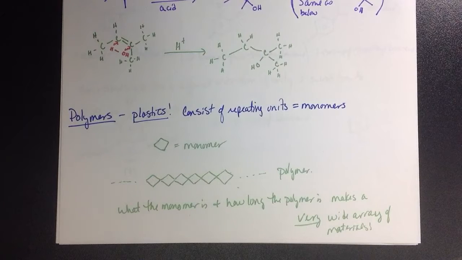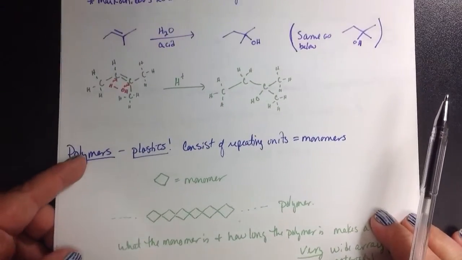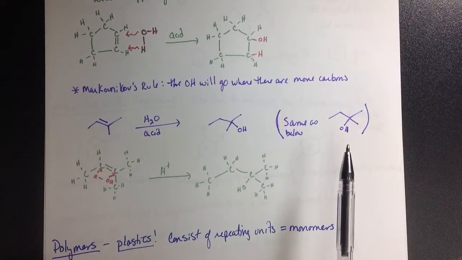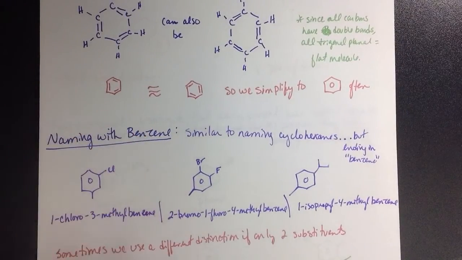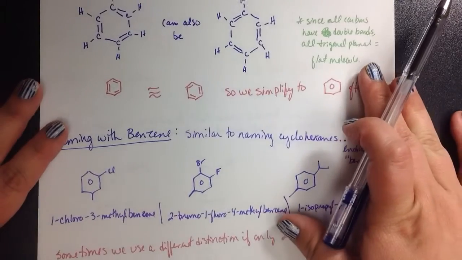You've probably heard of different types of polymers like PVC, and that would be polyvinyl chloride. And there's PET, all kinds of different types of polymers.